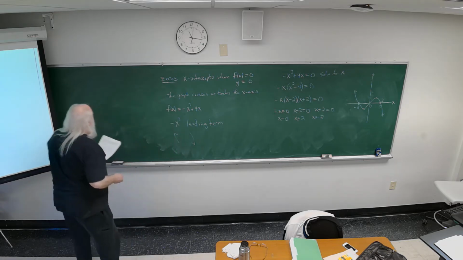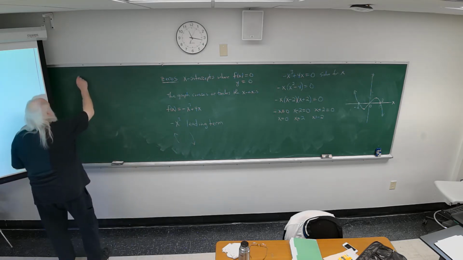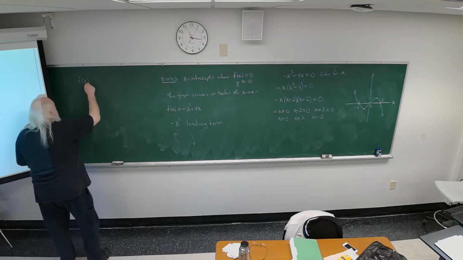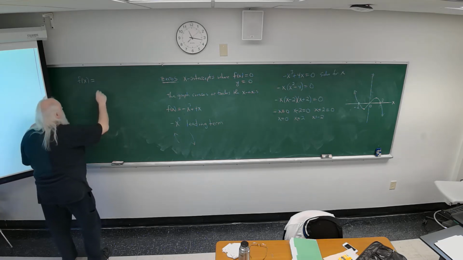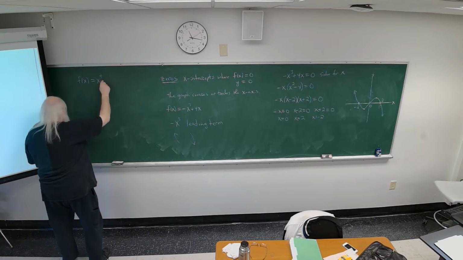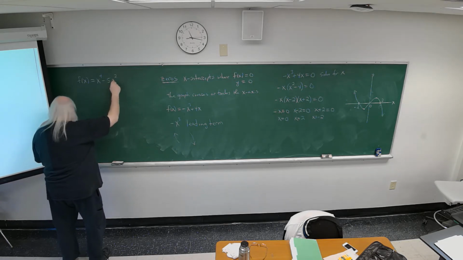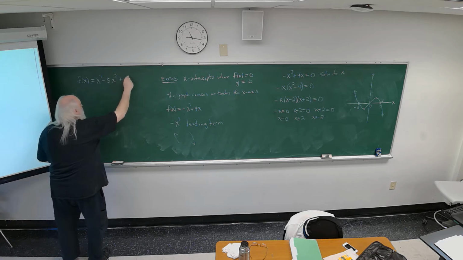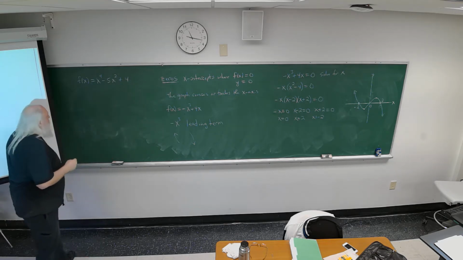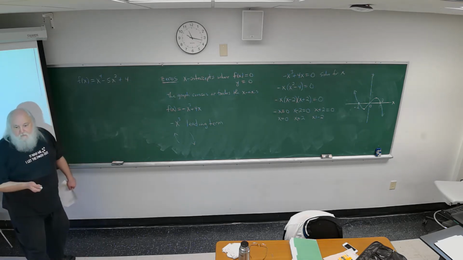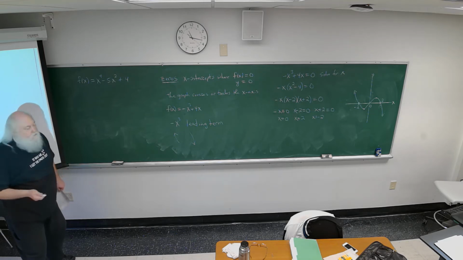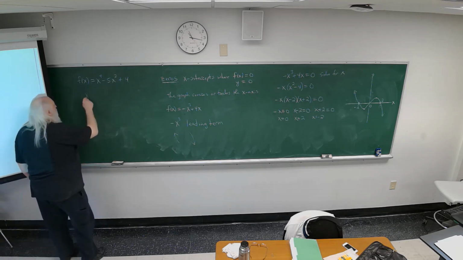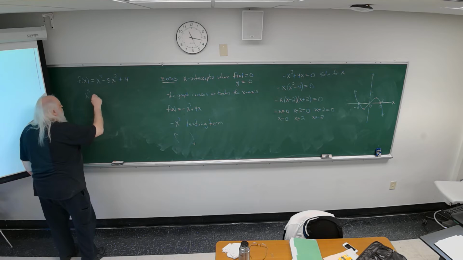All right, next we have f of x is equal to x to the 4th minus 5x squared plus 4. What's the leading term? Yeah, x to the 4th is the leading term.